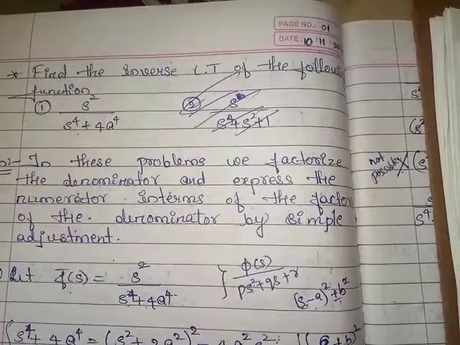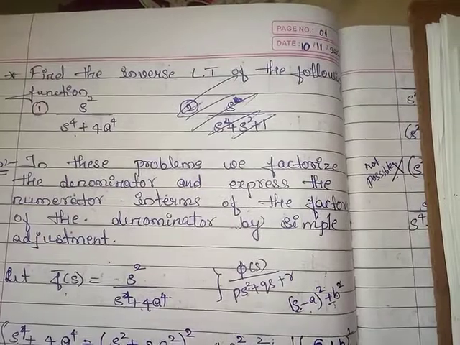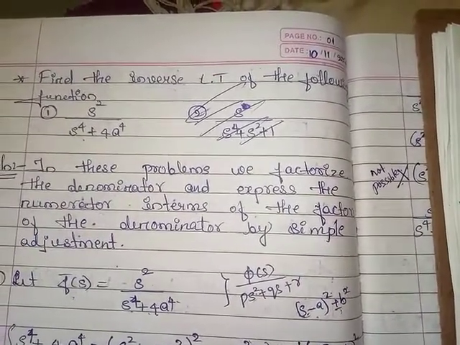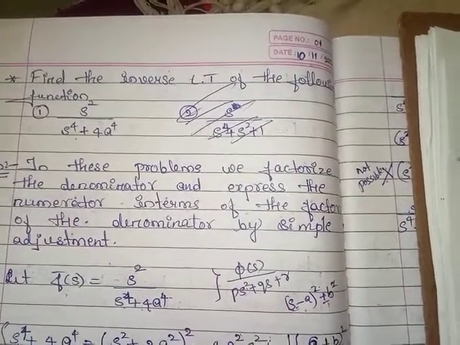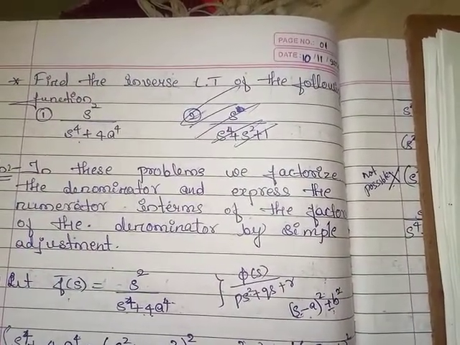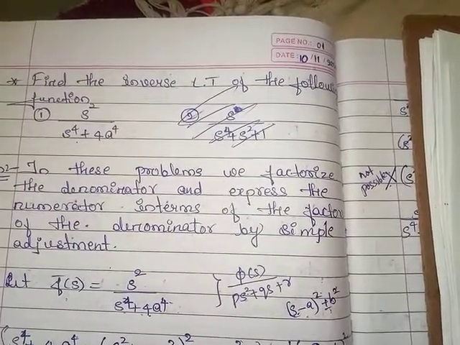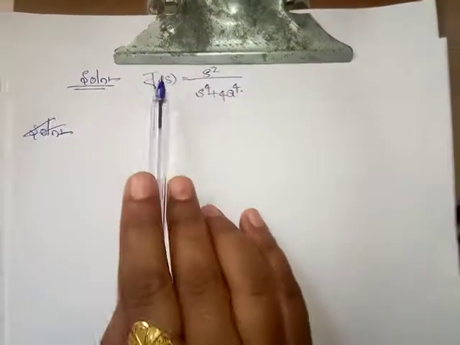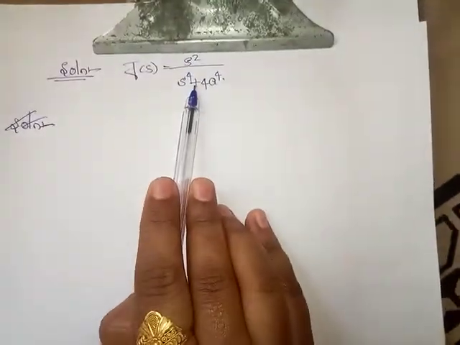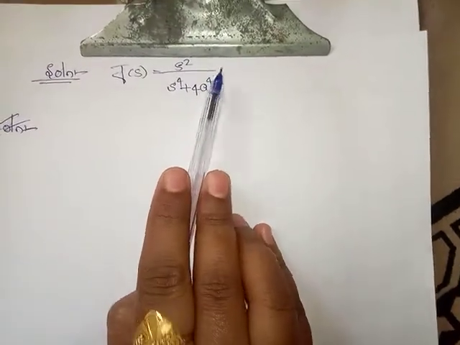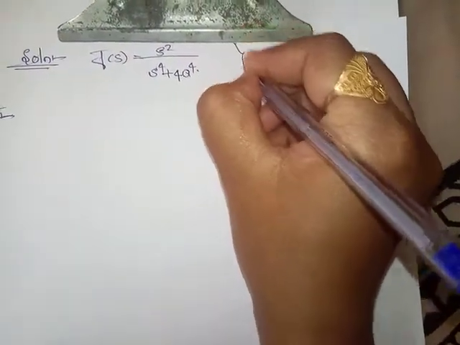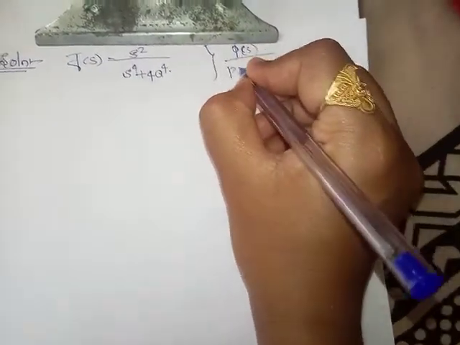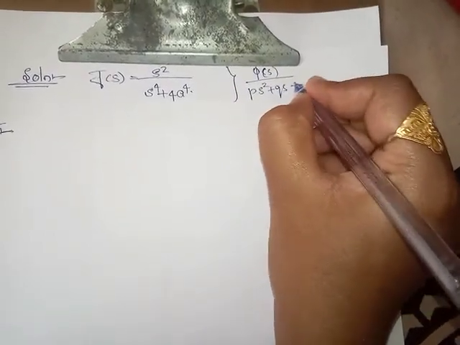Hello everyone. In this section we will discuss some more examples based on the completing the square method. First one is: find the inverse LT for the following function, s square divided by s raised to 4 plus 4a raised to 4. Solution: f bar of s is equal to s square divided by s raised to 4 plus 4a raised to 4. Now this is of the form f bar of s divided by ps square plus qs plus r.